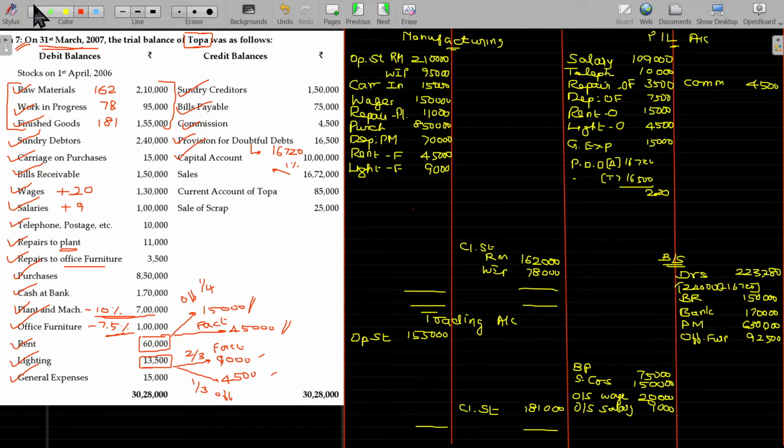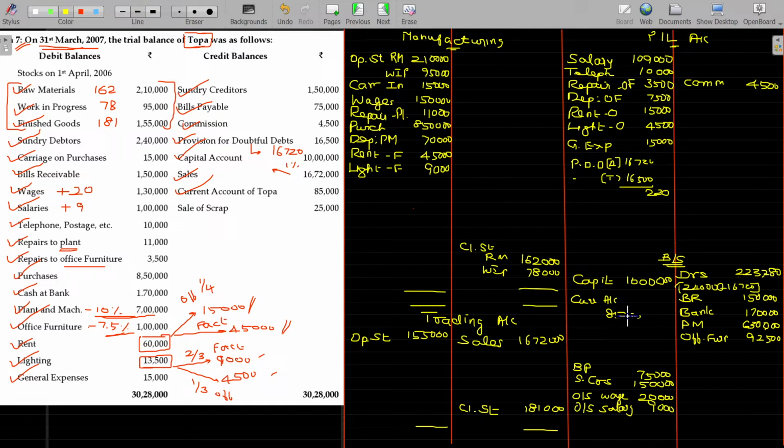Capital account. In the balance sheet, capital account, liability side, 10 lakhs. Sales will come in the trading account. Sales 16,72,000 rupees. Current account of TOPA, where will it come? Balance sheet, liability side. Current account being 85,000. What does it mean?